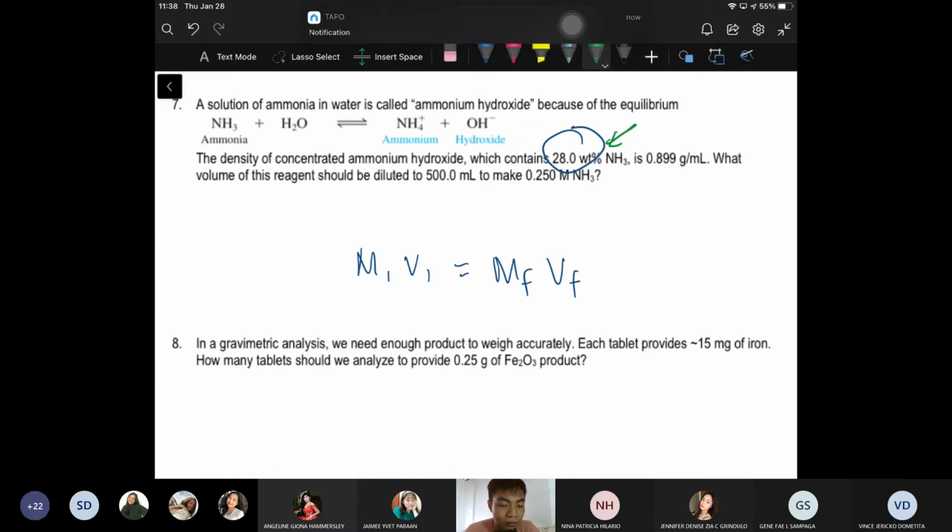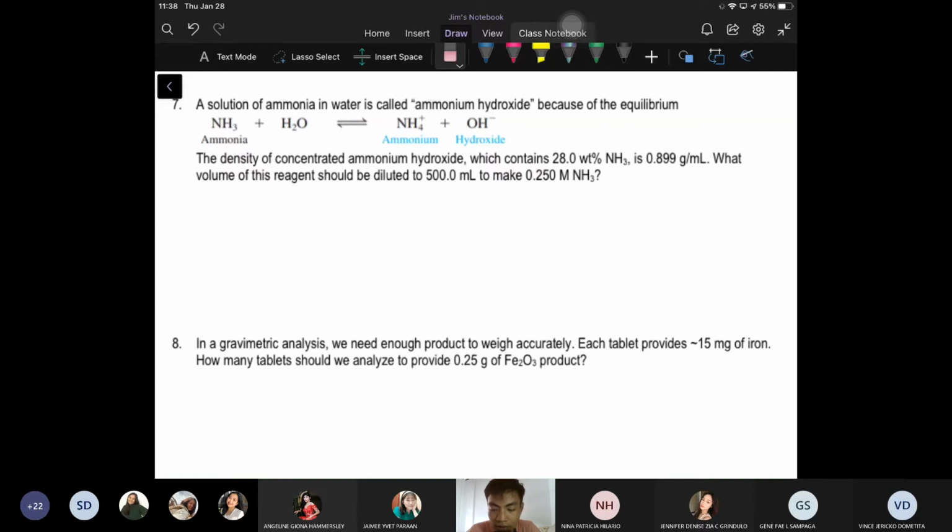Hulaan nyo, ano gagawin natin? We are going to convert percent weight into molarity. Okay? So, ganun gagawin natin. Convert percent weight into molarity. So, ganun gagawin natin, ha? So, yun yung first step before we arrive with the final answer.